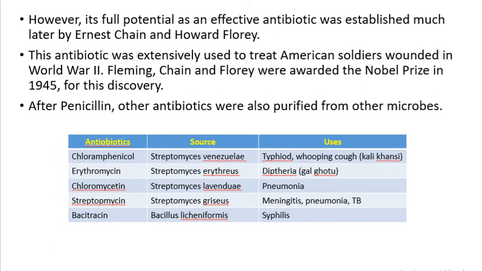As for uses, chloramphenicol is used to treat typhoid and whooping cough. Erythromycin is used in the treatment of diphtheria. Chlormycetin is used to treat pneumonia. Streptomycin is used to treat meningitis, pneumonia, and tuberculosis. Bacitracin is used to treat syphilis. These antibiotics are mainly used in the treatment of life-threatening diseases. That's why they are popular in saving human lives.